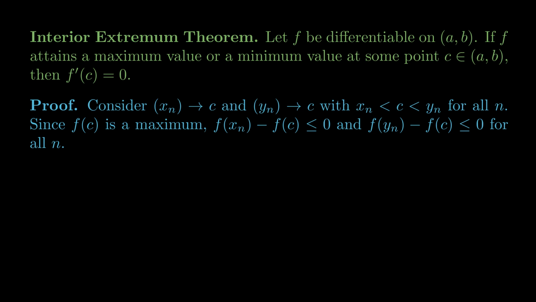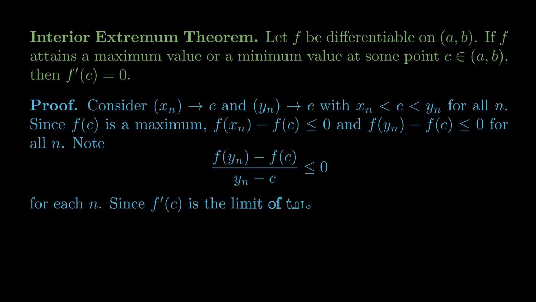And we can recognize f prime of c as the limit of two distinct difference quotient sequences. Firstly, we can look at the sequence f of yn minus f of c over yn minus c, and note that it's less than or equal to 0 for each n, because that numerator is less than or equal to 0 and that denominator is greater than or equal to 0.